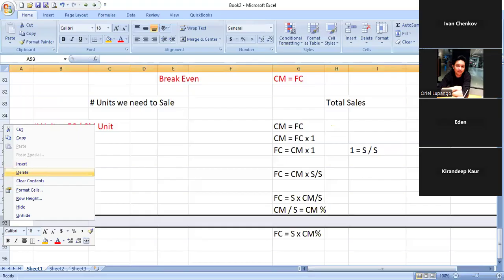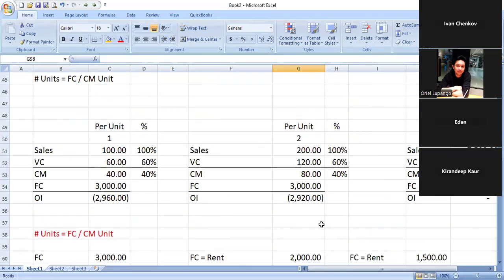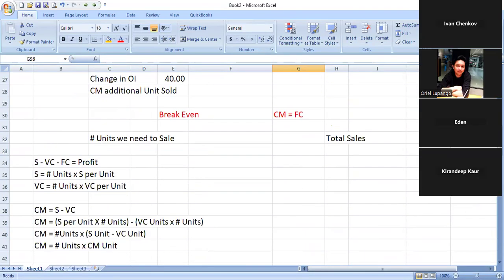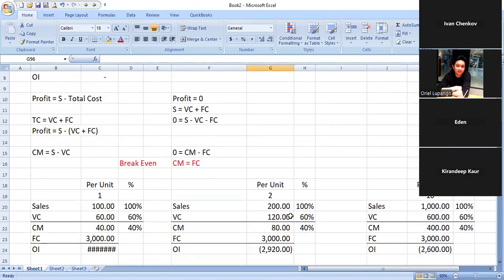How much should sales be now? Can I express sales only? What will be my formula for sales? Sales should be equal to fixed cost divided by contribution margin ratio. What do we know about the contribution margin ratio? It never changes. That was the beauty of the contribution margin ratio, because once we see here, it never changes. It always stays the same: 40, 40, 40, 40, 40%.